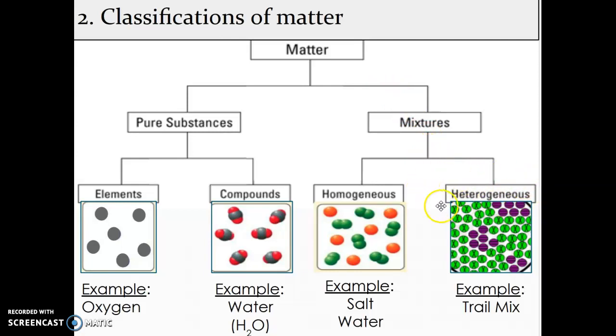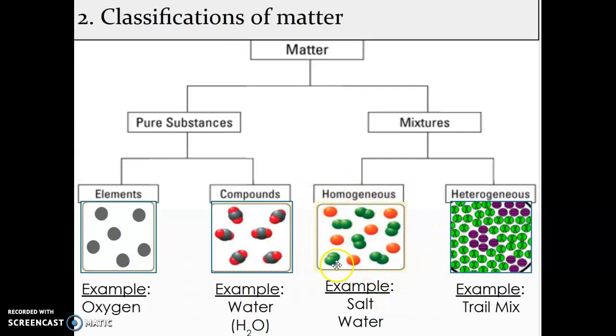Let's start with heterogeneous. Heterogeneous mixtures are mixtures in which you can see every single substance that is combined, right? A good example is trail mix. Trail mix, you might mix peanuts and M&Ms and pretzels together. They're all mixed up, but you can see each piece individually. And if we want to separate the trail mix, all we would have to do is just pull out the M&Ms, pull out the pretzels, pull out the peanuts. Boom, it's separated.